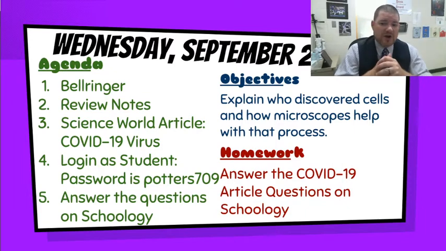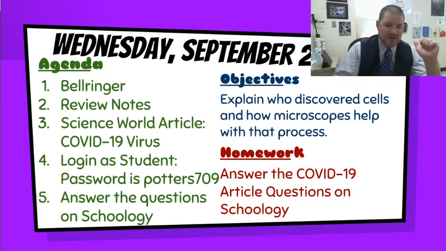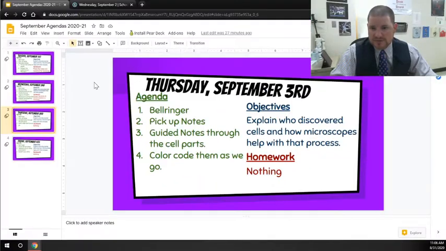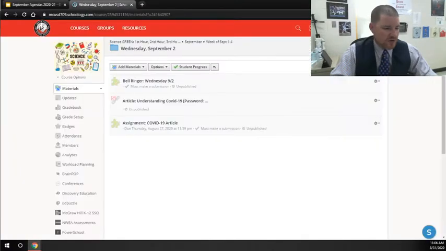But then we got our Science World article, COVID-19 virus. How you're going to get to that for today is, let me go back here on our Wednesday folder in here. You can see Wednesday, September 2nd. There's our bell ringer right there. And then there is this article, Understanding COVID.